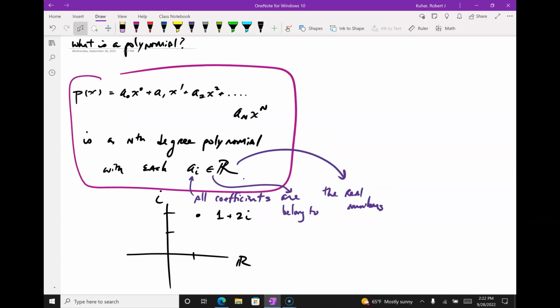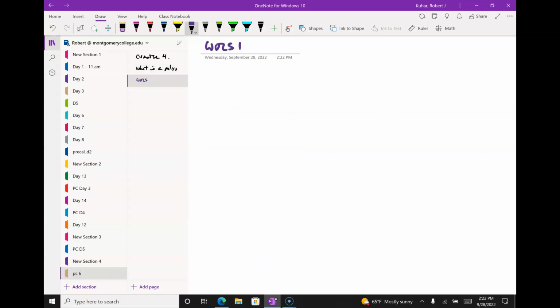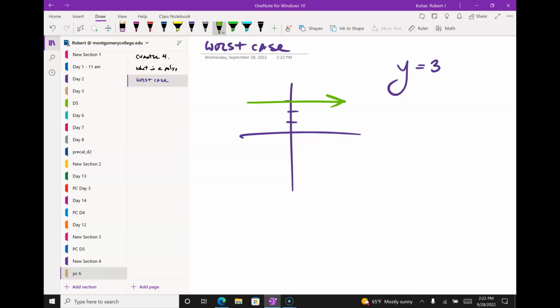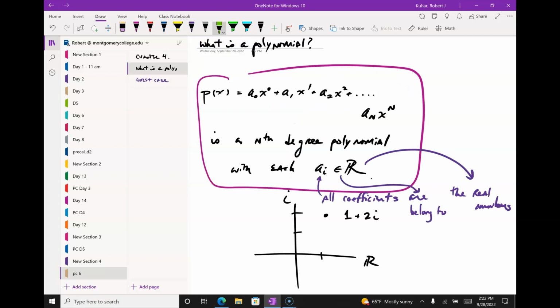So we want to talk about worst case scenarios with polynomials. So if I look at y equals 3, technically it's a polynomial, right? It's x to what power? Look at my polynomial. What's that very first term? X to the what power? X to the 0 power, which is 1. We have to be careful of that. Sometimes 0 to the 0 is very troublesome, but we're really going to consider x to the 0 to be 1.